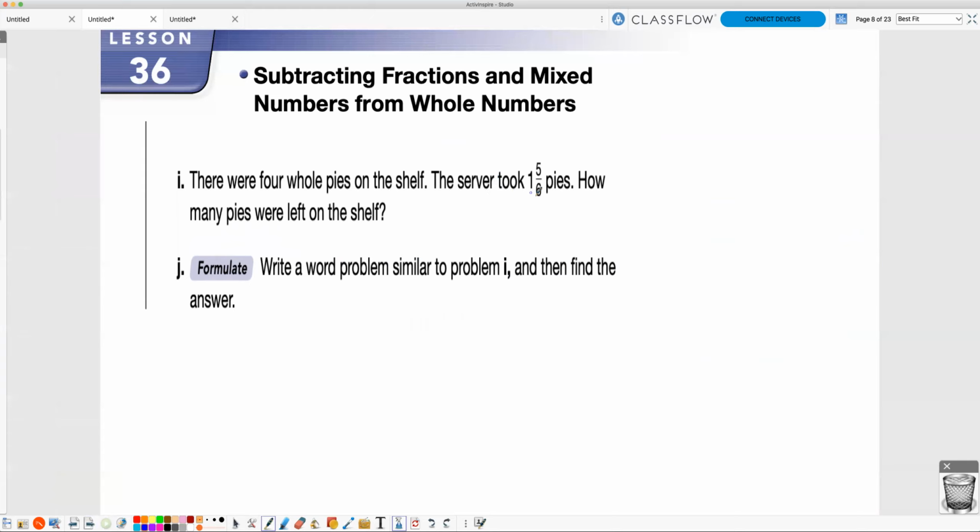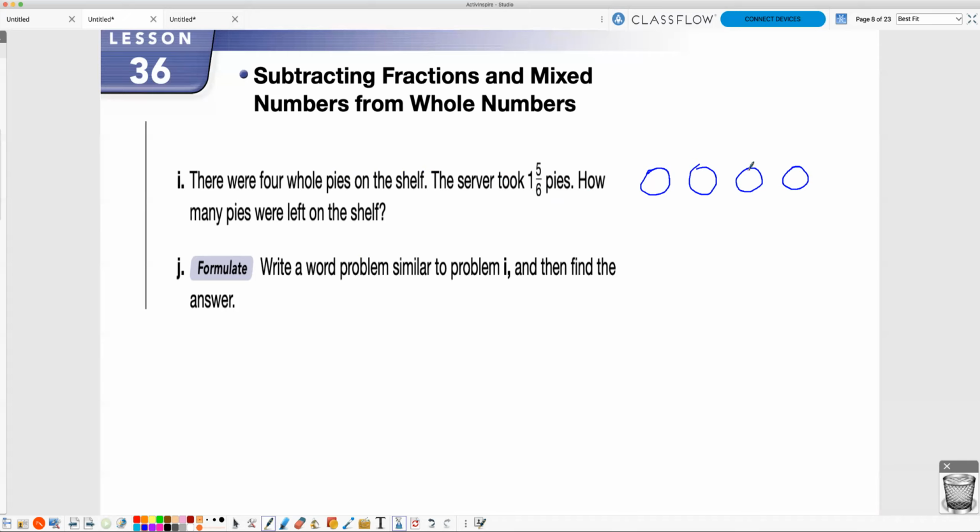The server took 1 5/6 pies. How many pies were left on the shelf? So let me just give you time to do letter I first. Letter I. There were 4 whole pies on the shelf. So let me just draw those real quick. 1, 2, 3, 4 whole pies on the shelf. The server took 1 5/6 pies. How many pies were left on the shelf?